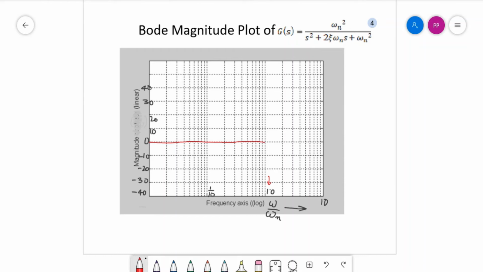Okay, so this 0 decibel line is extending infinitely, but at the corner frequency I have the second asymptote. This is the first asymptote. The second asymptote will have a slope of minus 40 decibels. So this minus 40 decibels means from 0 decibel to minus 40 decibel will be reached in 1 decade. So here I should have the second asymptote like this. These are the approximations.